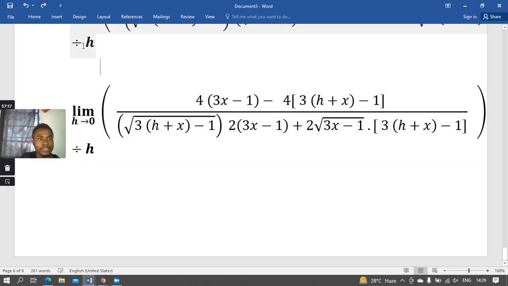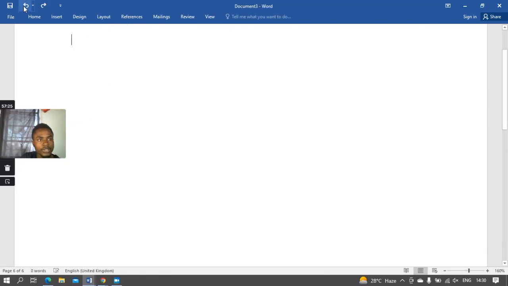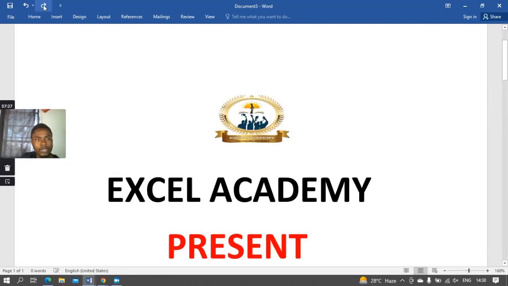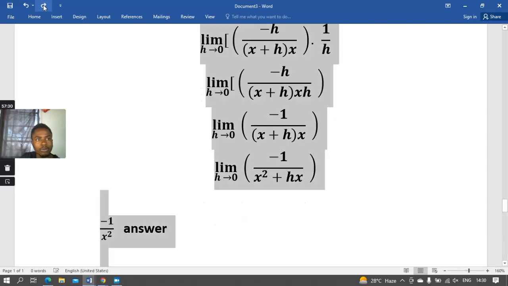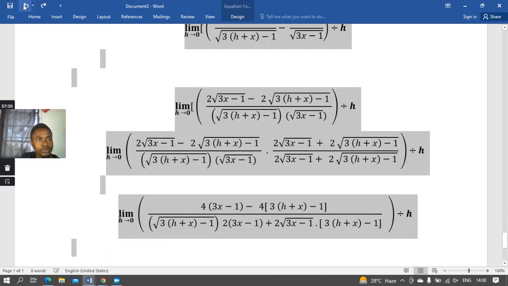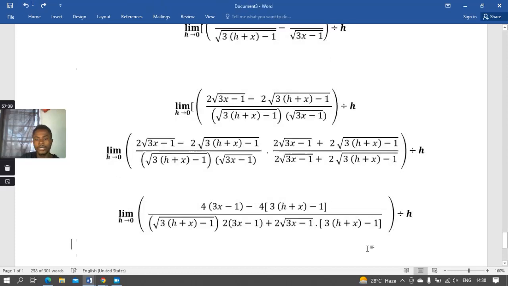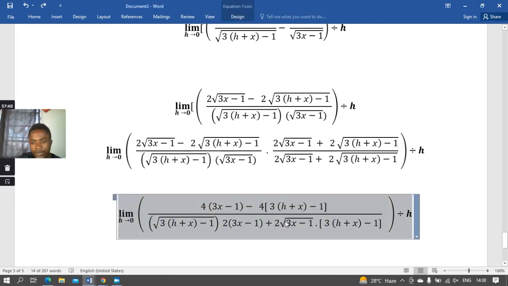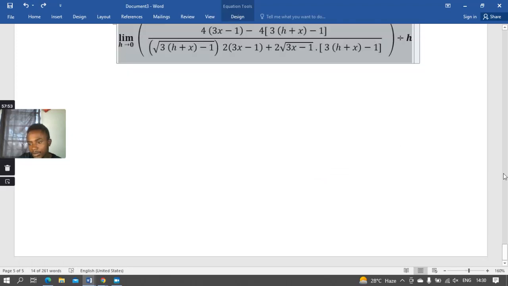So from there you can expand on top. I think the work wasn't all typed from there. Let me just quickly go back to where I was. Okay, so we are here, ladies and gentlemen. Let's quickly expand the numerator. So how can we expand the numerator?